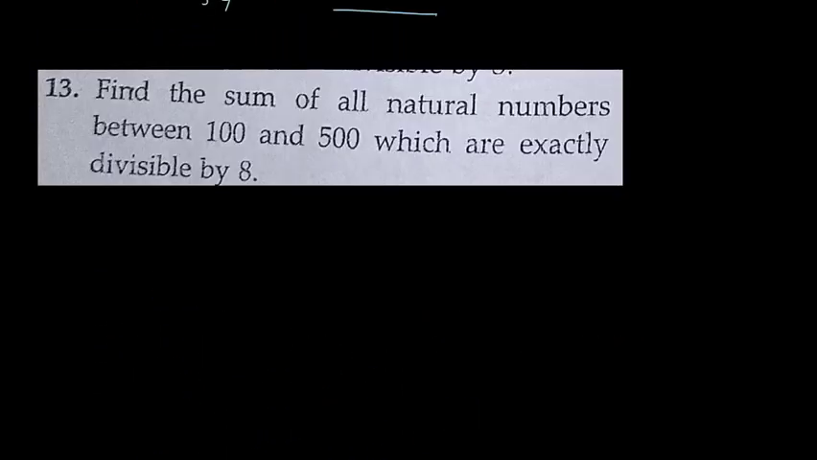Now problem number 13: find the sum of all natural numbers between 100 and 500 which are exactly divisible by 8. So exactly divisible by 8, between 100 and 500, you have to find out. So between, now the question is whether we include 100 and 500 or not.